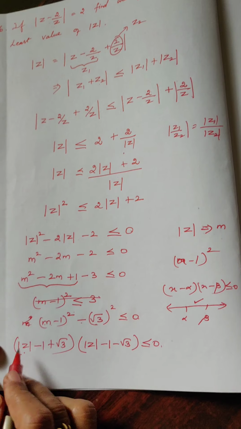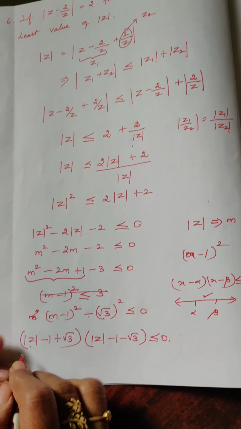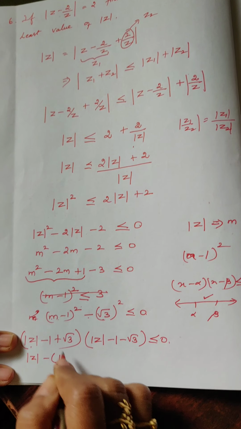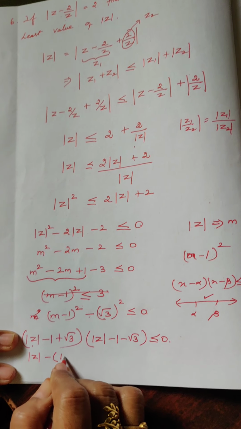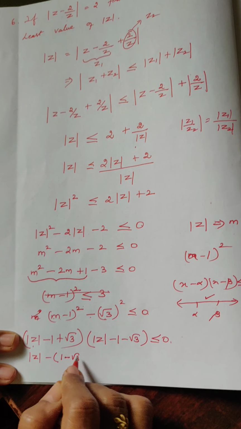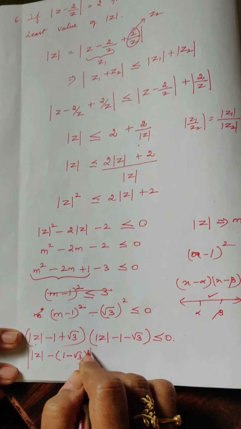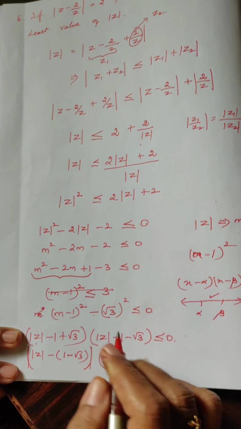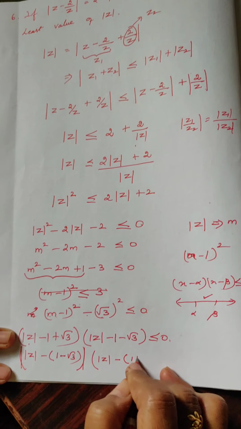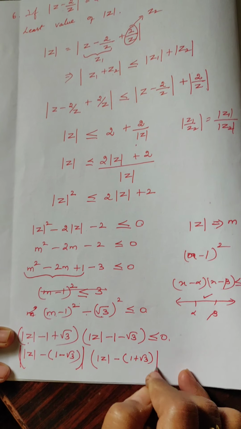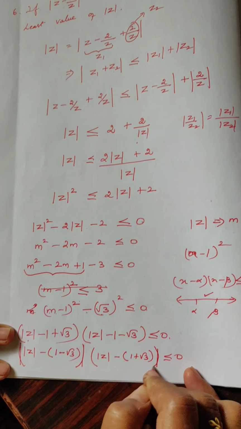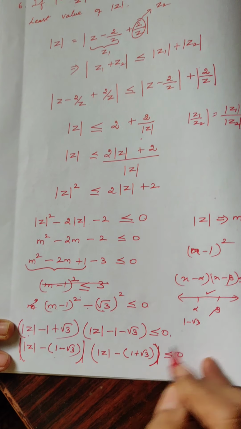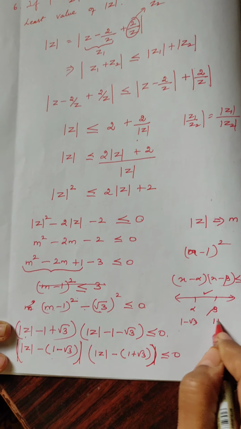So here, consider x as modulus of z. Modulus of z minus 1 plus root 3, I am taking out minus outside, so minus of 1 minus root 3, into modulus of z minus of 1 plus root 3, lesser than or equal to 0. Clear now? So in the place of alpha you are having 1 minus root 3, and in the place of beta you are having 1 plus root 3.